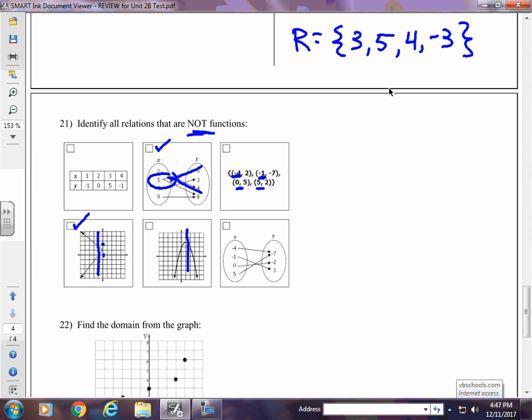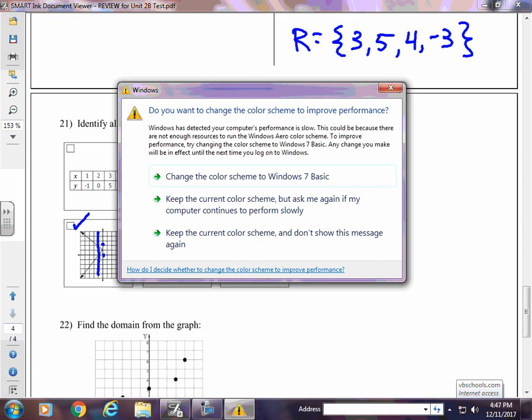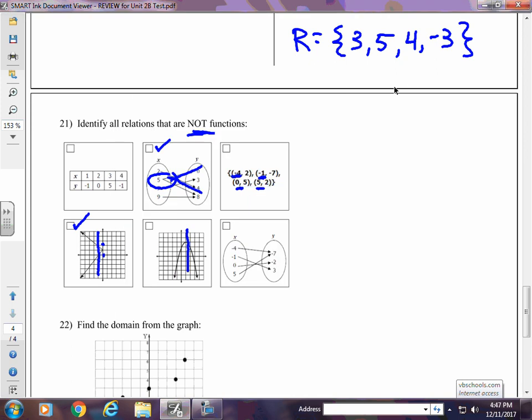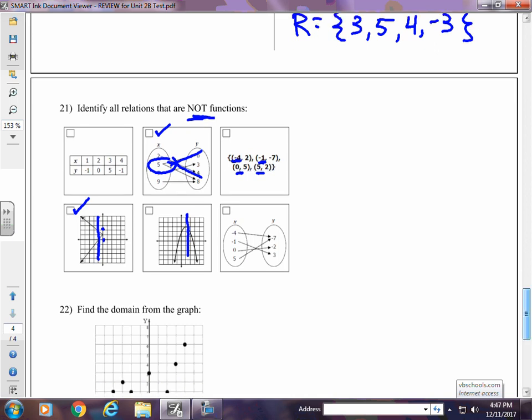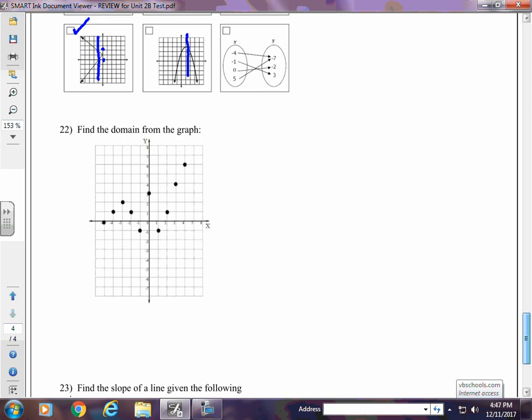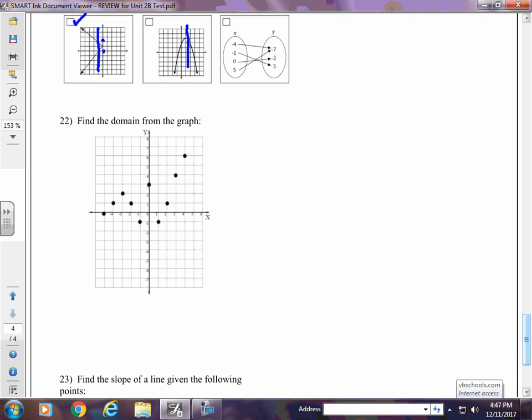And then when you look at the last picture, all the numbers in the X oval have one arrow going out from them. So that one arrow shows that nobody is repeating. So that one is a function. So the only 2 pictures that are not functions are the 2 that are chosen. All right, and then it's not the last question, but almost last question.